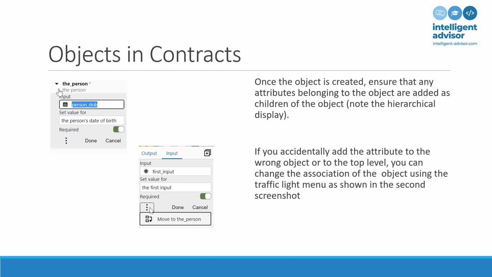Notice the second screenshot. If while you're working you accidentally create an input or output element in the wrong place, for example, you create a field in the person that is not inside the person but inside another object, or indeed not inside an object at all, you can click the traffic light menu and you will be offered one or more move to choices to move your field from one object to another, or from the object out of the object into the top level.